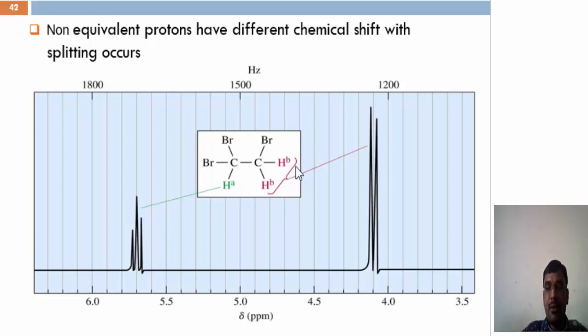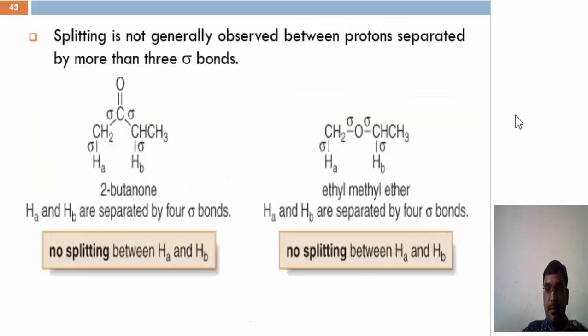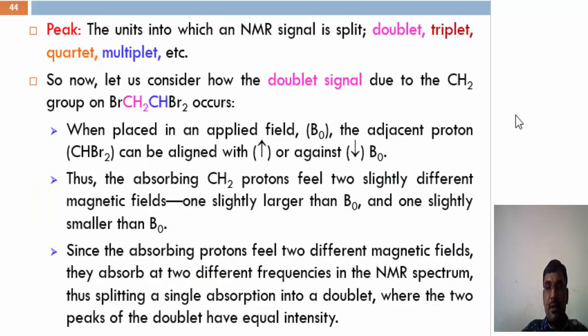Now we can look at these two protons. These two protons have one nearby proton. By the n plus 1 rule, n is 1, and 1 plus 1 means 2, so for these two protons we obtain a doublet peak. Here we can see some examples. The peak may be a singlet, doublet, triplet, quartet or multiplet depending upon the nearby protons present.